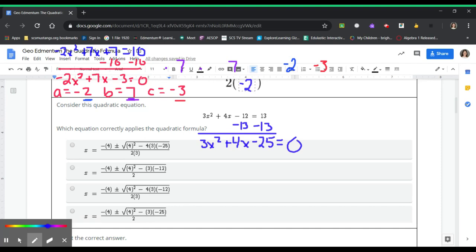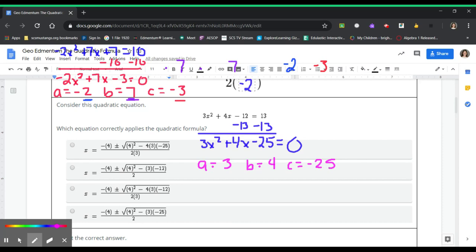The first thing I did was move that 13 over to the other side, which gave me 3x squared plus 4x minus 25. So pause the video now, and if you haven't already, pull out what you think the A, B, and C values are.